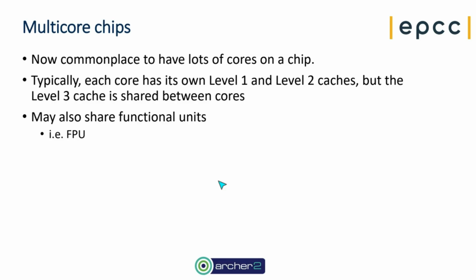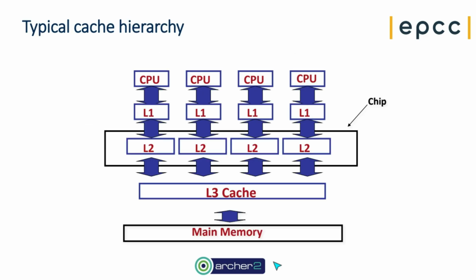Obviously it's now completely commonplace to have lots of cores on a chip. Typically each core will have its own level 1 and level 2 caches, and the level 3 cache is shared between some set of cores. It's also been possible in the past to have cores sharing functional units. Thankfully we've got away from that now. There have been some past designs like that, which were rather painful to use, but that's not really a problem these days.